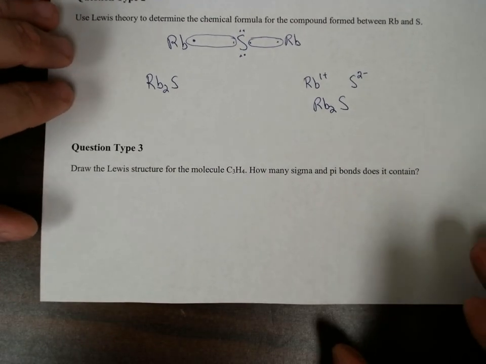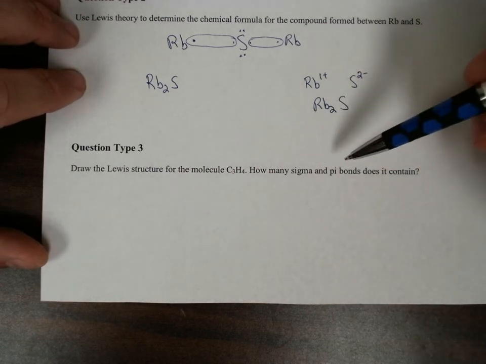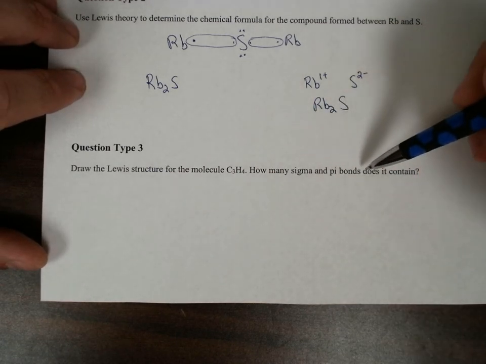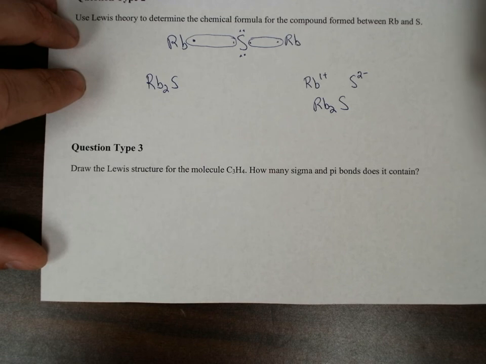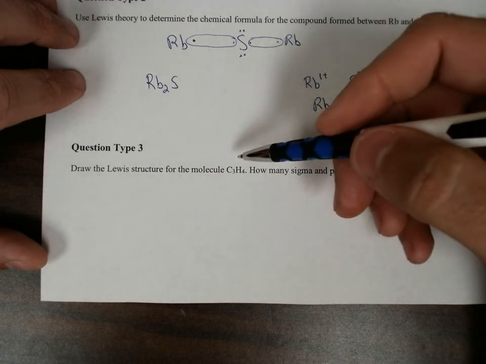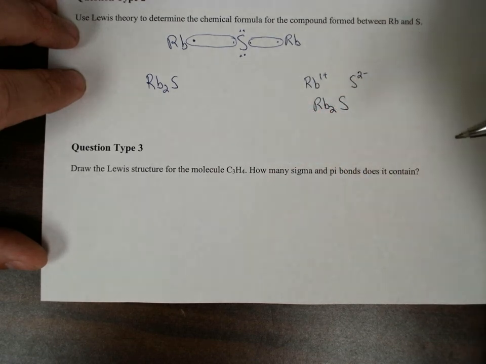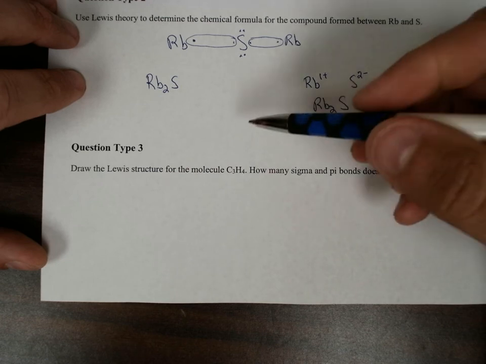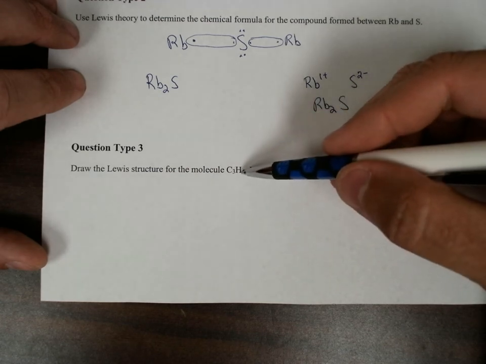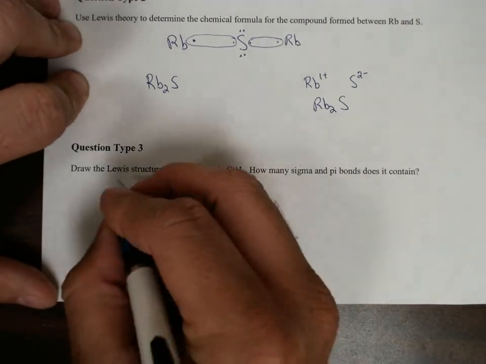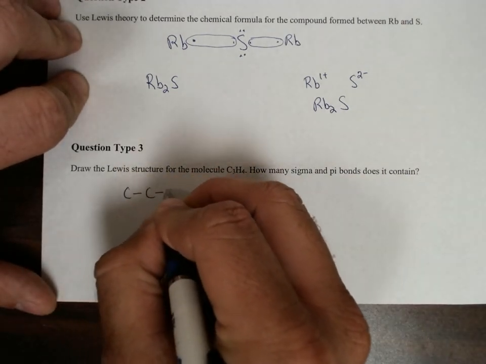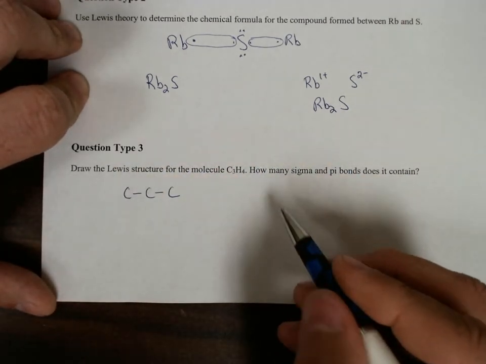Type 3 questions are going to give you a formula and ask you to tell how many sigma and pi bonds it contains. Now, you don't have to draw these formulas the best, but you need to get an idea in your mind of how many single, double, and triple bonds are present in your molecule. So, for the formula C3H4, all the carbons are going to be connected together. And then we can just fill in with hydrogens.